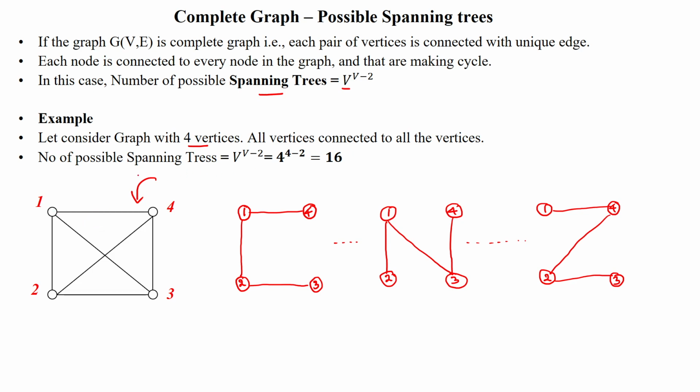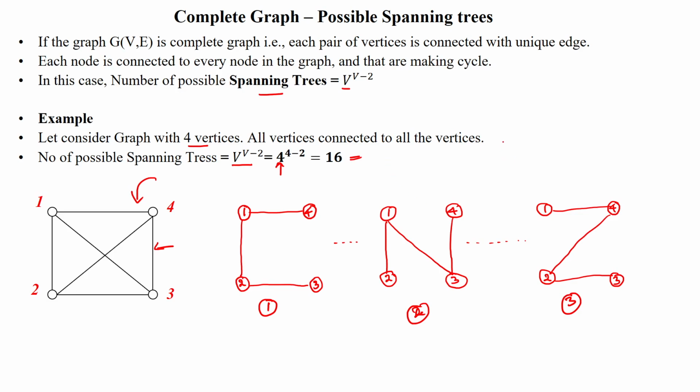So the number of possibilities here is v power v minus 2, that means the number of vertices is 4, 4 power 4 minus 2, so here 16. So the first one is represented here, removing these cross edges and also the edge between 4 and 3. Then you can draw different kinds of spanning trees by removing the cyclic edges, right, which are forming the cycles in the given graph.